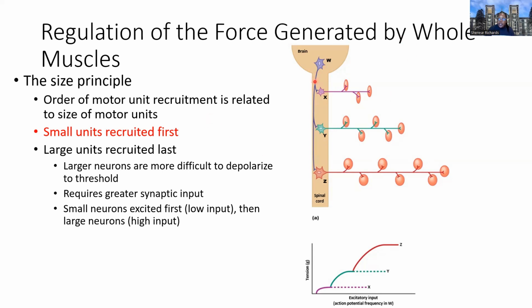All right, so here's the spinal cord again. Here is a small motor unit X, a medium motor unit Y, and then a large motor unit Z. And the tension generated by each is incrementally more. And we would recruit in that order. We would recruit X first. If we need more force, we recruit Y next. If we need more force, we recruit Z ultimately.